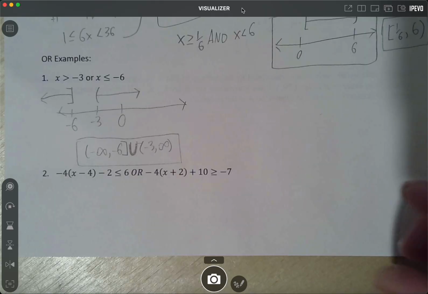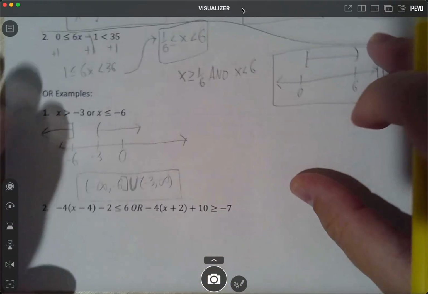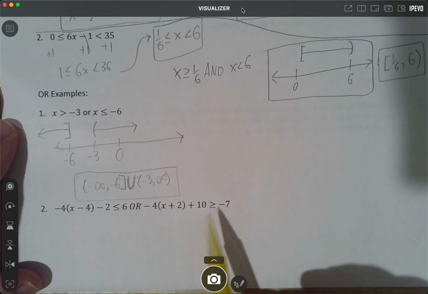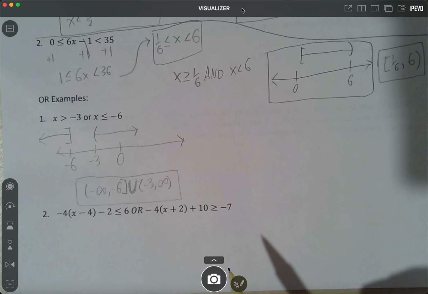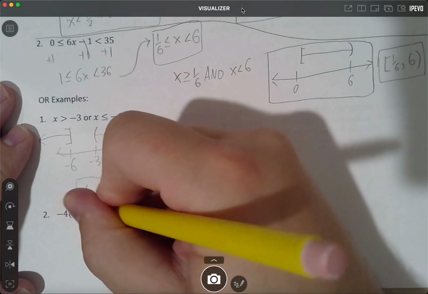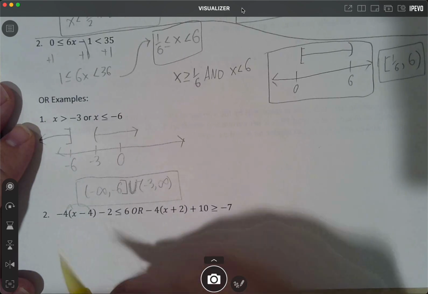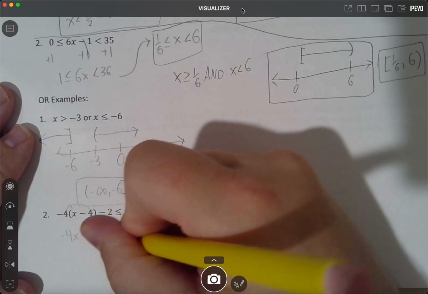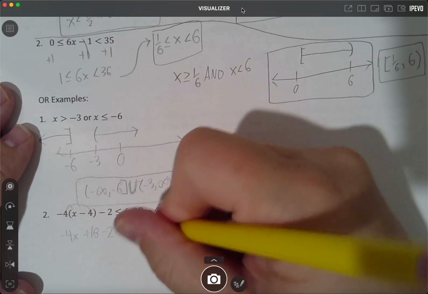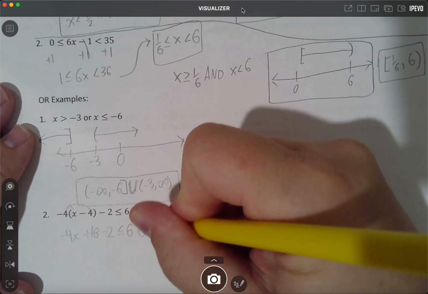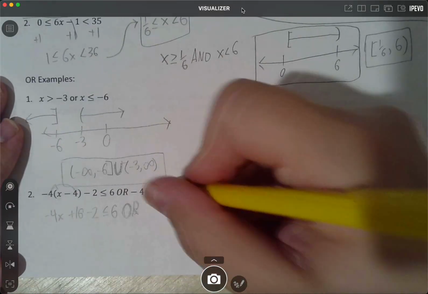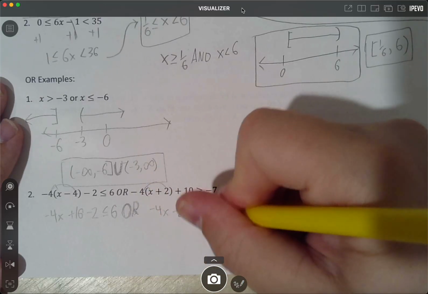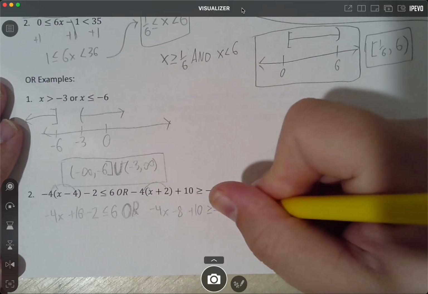All right, last but not least, we've got some algebra review, essentially, right? At this point, it shouldn't be about the "or" and "and". This should just be a little spot for us to review some algebra we've dealt with in the past. So let's go ahead and start distributing. Negative 4 times x will be negative 4x. Negative 4 times negative 4 is positive 16. There's a negative 2. And there's 6. We'll copy the big ol' "or". And then now, distribute again. I've got negative 4x. I've got negative 8 plus 10 is greater than or equal to negative 7.